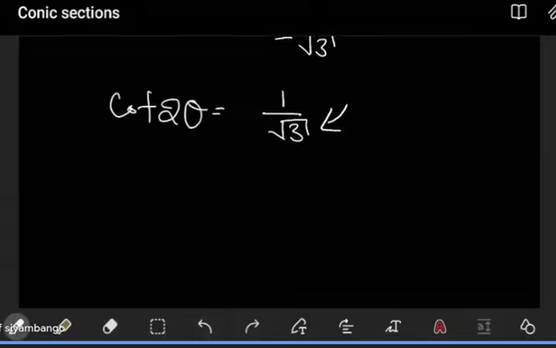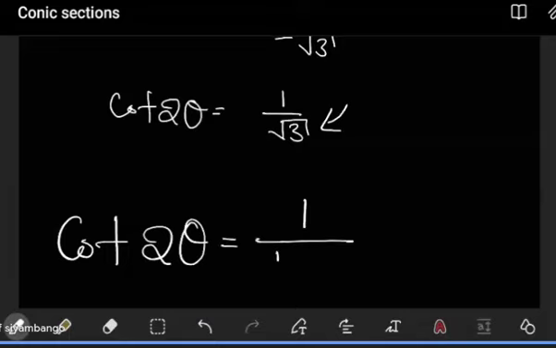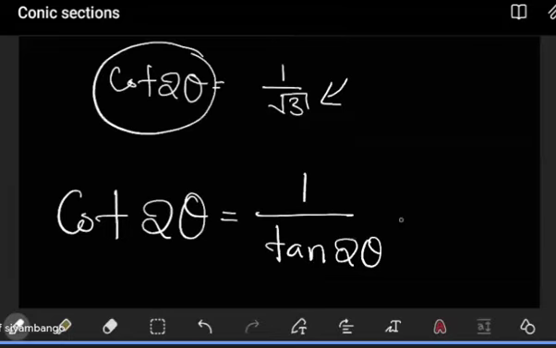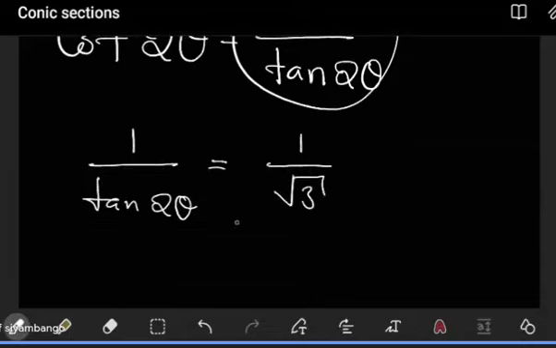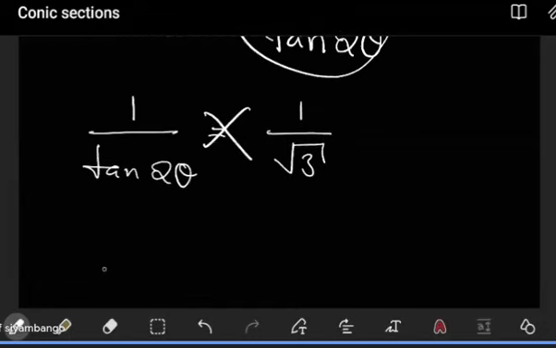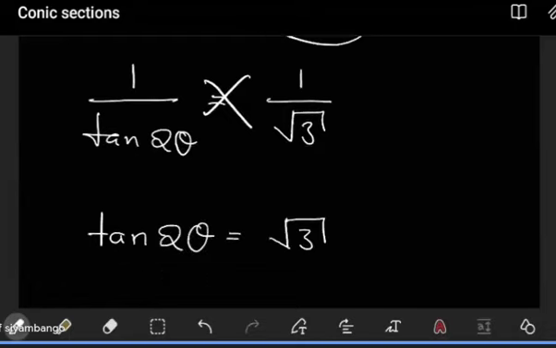I know to say that for me to get cot 2 theta, I must have had 1 over tan 2 theta. So in other words, where there's cot 2 theta, I can put 1 over tan 2 theta. So this is the same as 1 over tan 2 theta being equal to 1 over root 3. So from this, when you cross multiply, you will see that tan 2 theta is actually just equal to root 3. So this is how our expression has reduced.